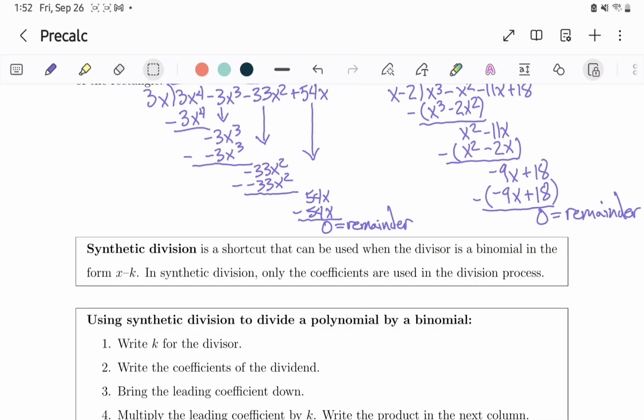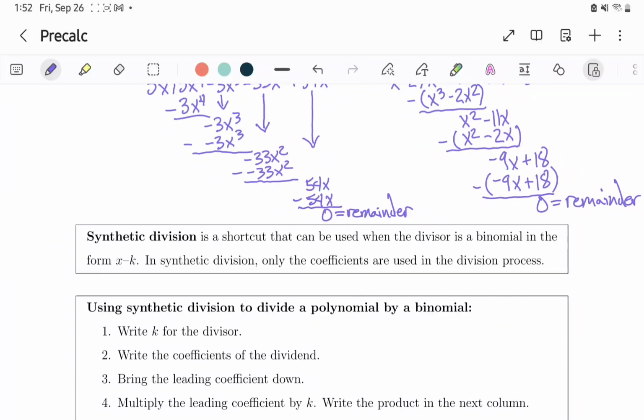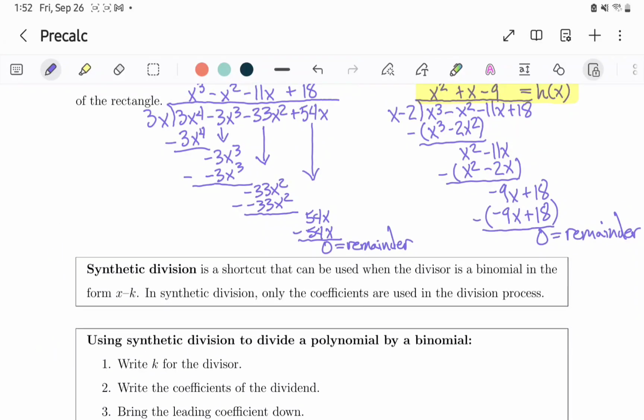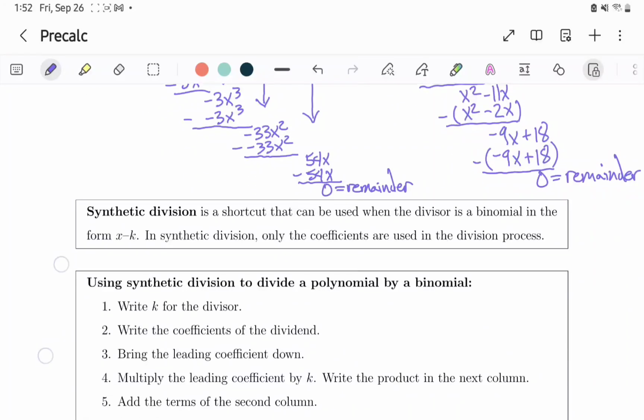We are next going to talk about synthetic division. So it is a shortcut to polynomial long division that we can use when the divisor is a binomial in the form x minus k or x plus k. It just depends on if k is positive or negative. And in synthetic division, only the coefficients are used in the division process. So no longer are we worried about what degree terms we're looking at. We're just worried about the numbers in front of those terms.